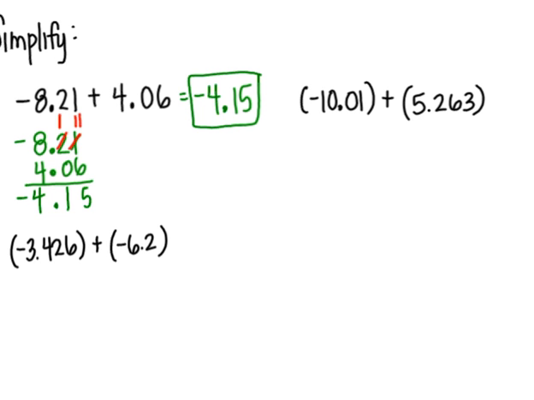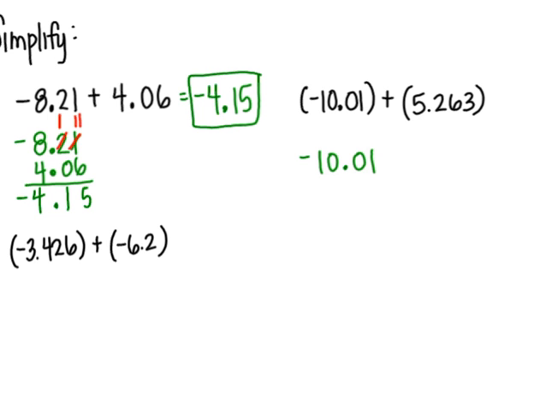Moving across to the next one, we have -10.01 plus 5.263. We have different signs, so we're going to subtract. So I have -10.01, and that's going to go on the top because 10 is a larger number than 5.